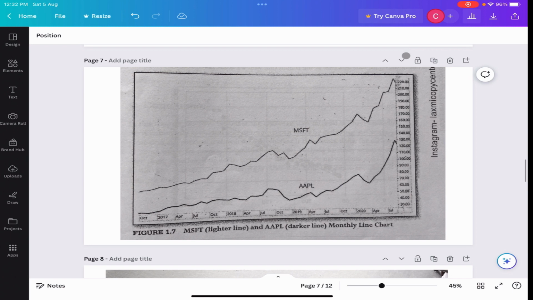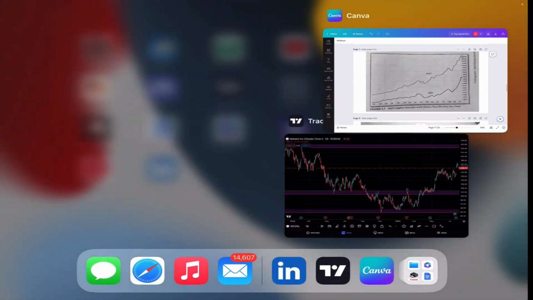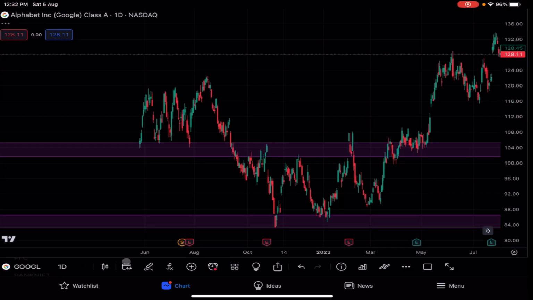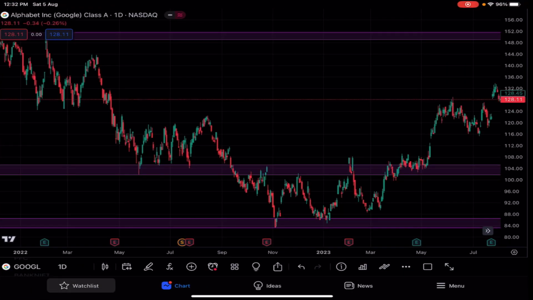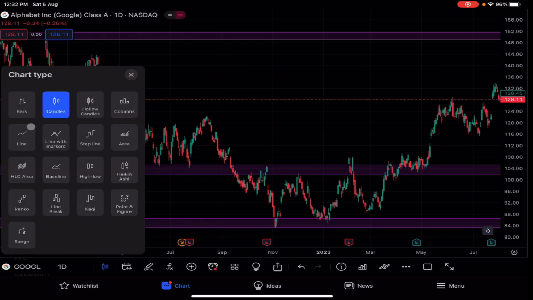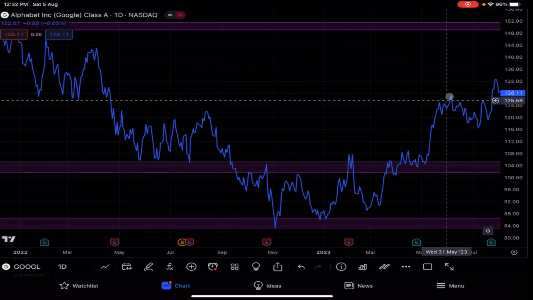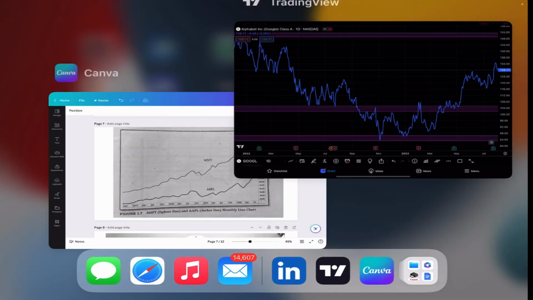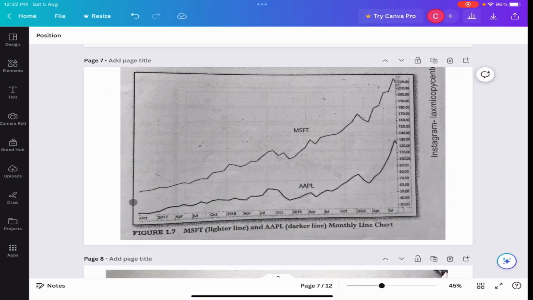So this is my price and this is my duration. This is my monthly chart and this is the line chart. If I go on TradingView and if I want to see the line chart, then I can click on this where my cursor is and I can just change it to line chart. Then I can easily look at my line chart. So look at this. This is my Microsoft and this is my Apple. So I have plotted both the stocks on the same chart.